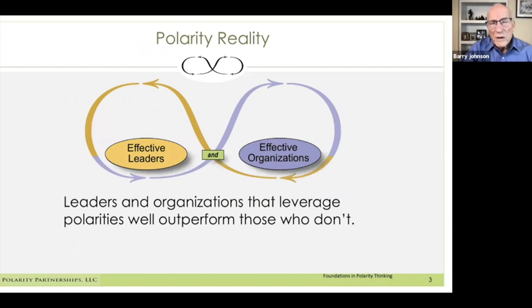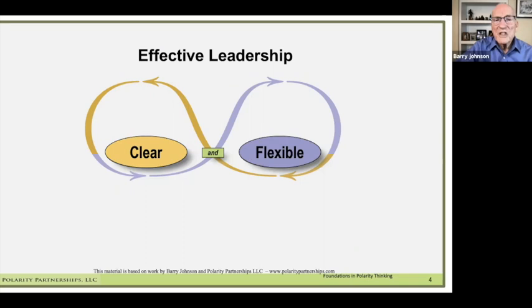One of the underlying polarities in all organizations is about being effective leaders and effective organizations. Do we focus on leadership development or organizational development? The answer is yes. Like all polarities, we need to focus on both to really have effective organizations. And the research is really clear, whether you call it paradox, dilemma, polarity, or just tensions: leaders and organizations that leverage these interdependent pairs well outperform those who don't. Here are a couple of examples of leadership polarities: being clear and being flexible.